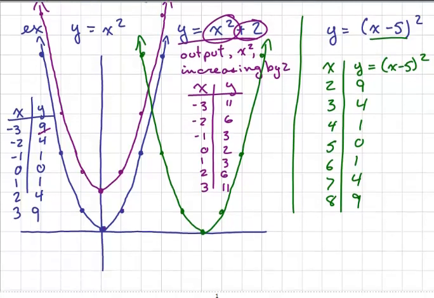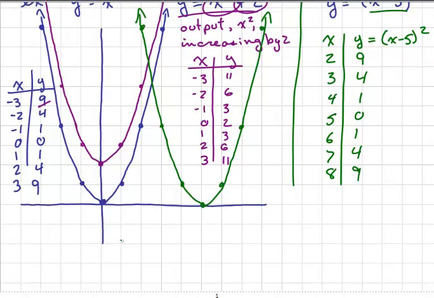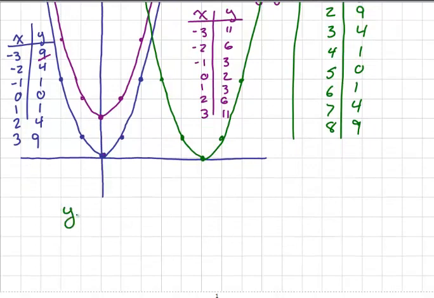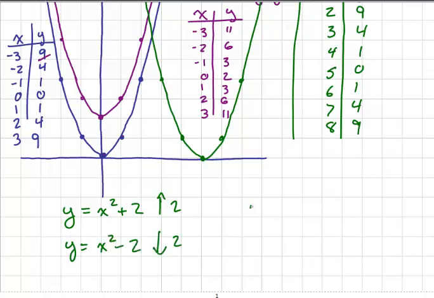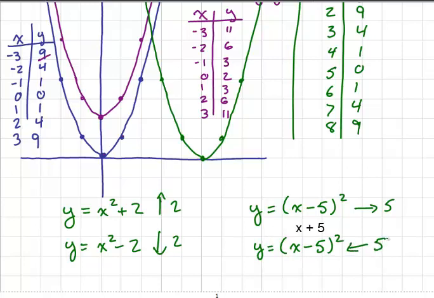So, from y equals x squared plus 2, we saw that that moved the parabola up 2. And we talked about if we had y equals x squared minus 2, we'd move down 2. We also saw that if we have y equals x minus 5 squared, we move right 5. So that should mean that if we have y equals x plus 5 squared, we would move left 5. Seems a bit counterintuitive here.